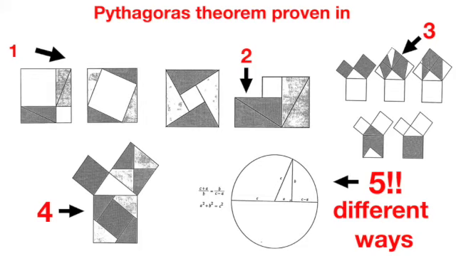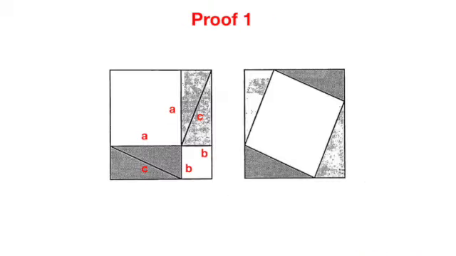Hi all, in today's Proof Without Words series, we are going to look at 5 different visual proofs of the Pythagoras theorem. In the first proof, we are given 2 squares, each of which are subdivided in a different manner. We can see that the first square is subdivided into 2 smaller squares and 4 right angle triangles.